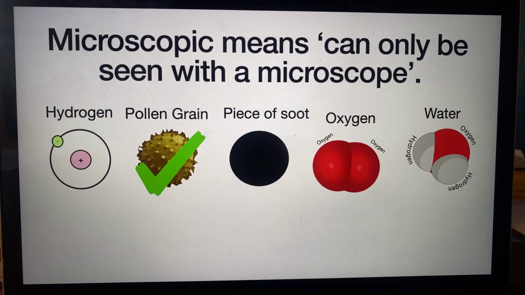A pollen grain can only be seen with a microscope. I know you might be thinking, if you've ever seen a load of lily flowers that have loads and loads of yellow pollen on them, it can get on your clothes and stuff.